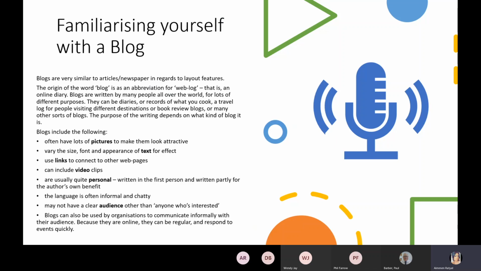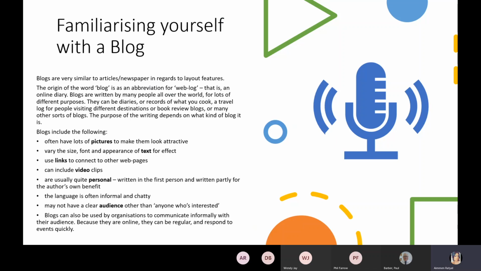The purpose of the writing depends on what kind of blog it is. So what do blogs include? Often blogs have lots of pictures to make them look attractive. They vary in size, font, and appearance of text just for the effect of it. They use links to connect to other web pages, and they can include hyperlinks for video clips as well. Blogs are usually quite personal, so they're written in first person and written partially for the author's own benefit. The language is often informal and quite chatty, but again, try and steer away from slang.